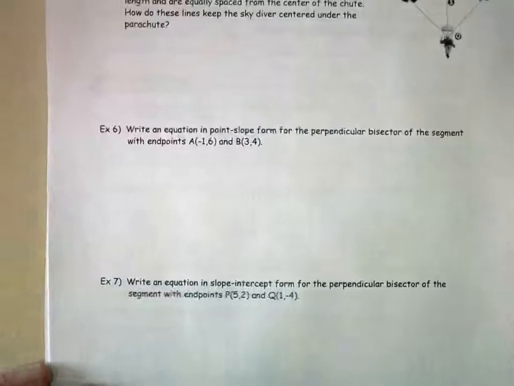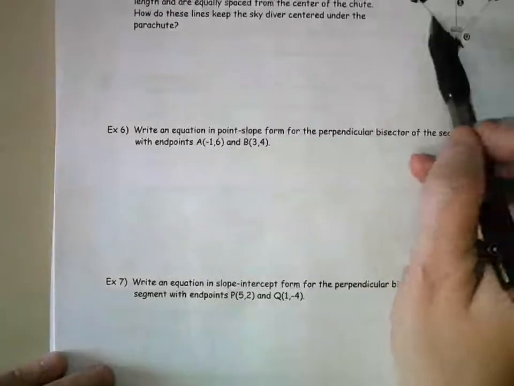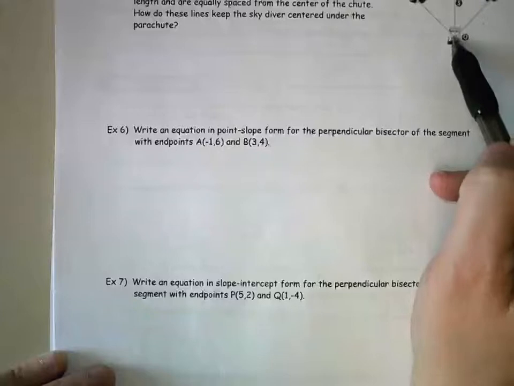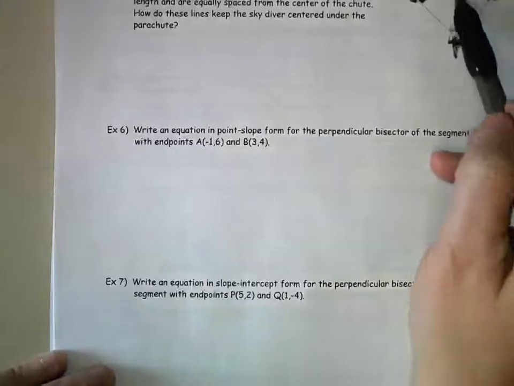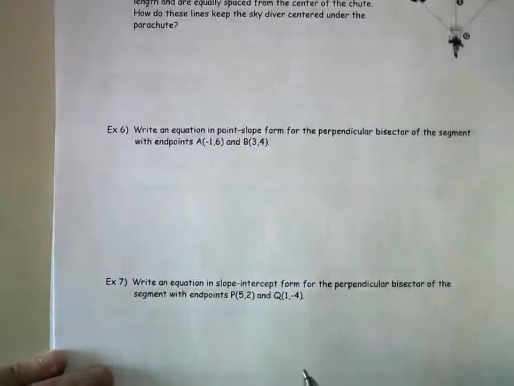How do these lines keep the skydiver centered under the parachute? Well, since these two are equal, we know that this one is the perpendicular bisector, and since that is the perpendicular bisector, then it would be centered.